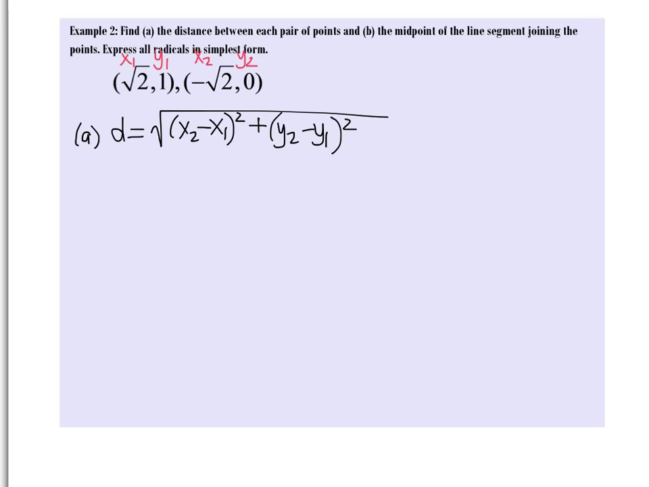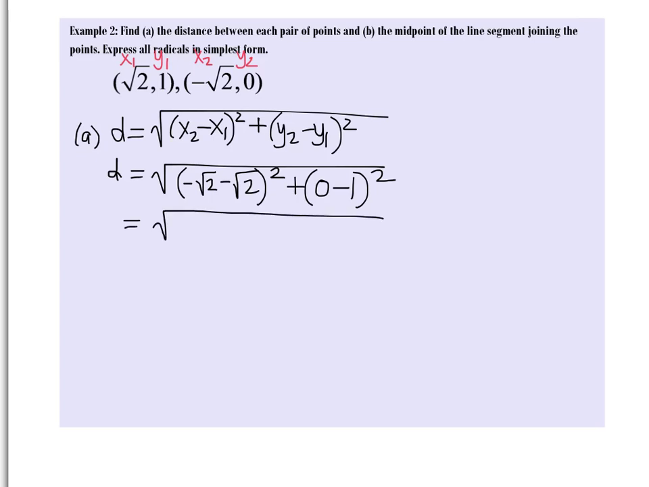So we have distance equals the square root of negative root 2, so that's x2, minus root 2 squared, and then y2 minus y1 squared. So you have a little bit to remember with how to work with roots here. So negative root 2 minus root 2 would be negative 2 root 2. And then plus what would be negative 1 squared. So then when we square negative 2 root 2, we square the negative 2, so that would be 4.